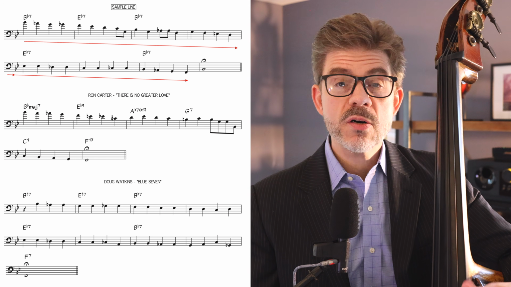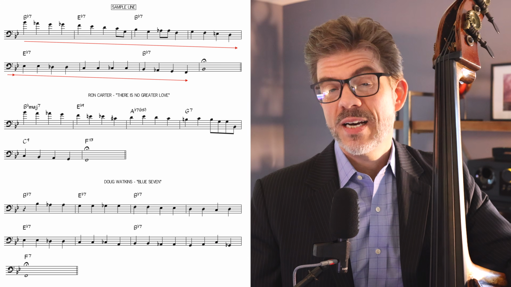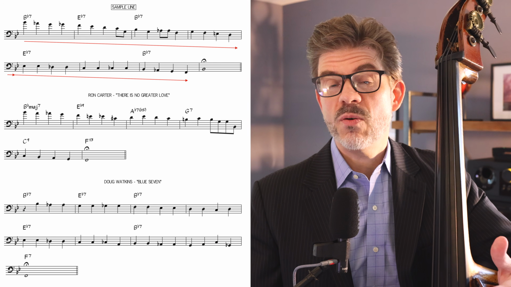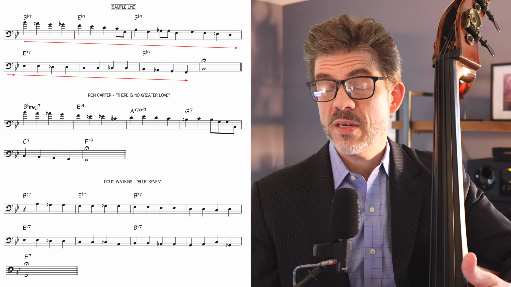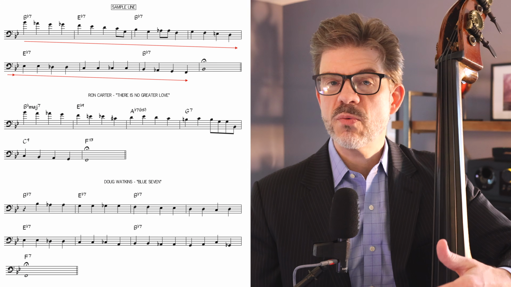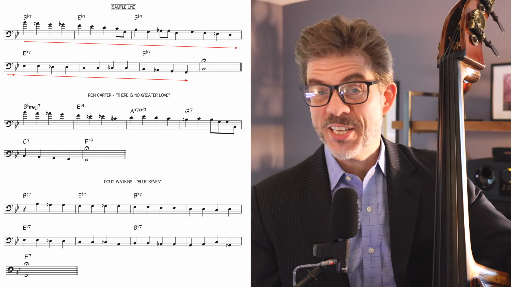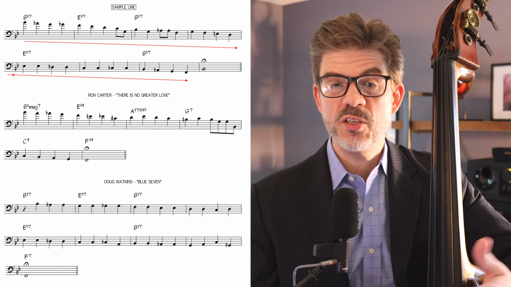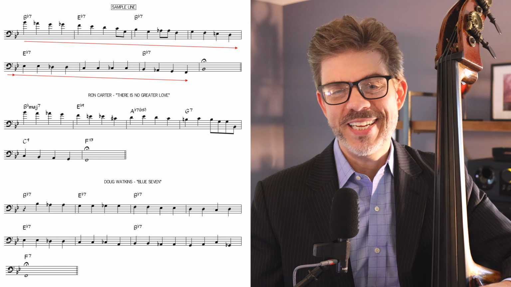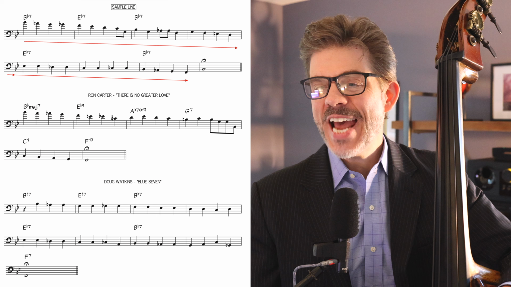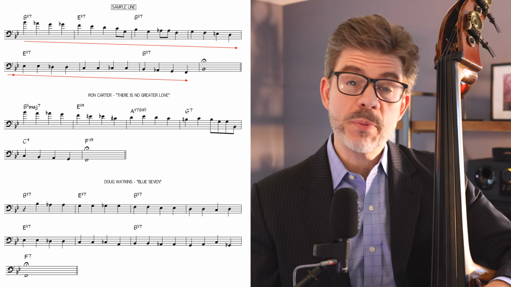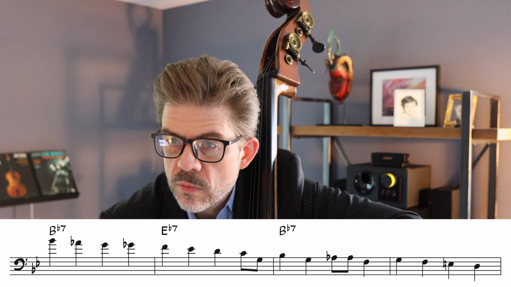We've got Ron Carter on There Is No Greater Love, who ironically, I didn't realize this when I found Ron Carter's recording of this, did something that I essentially did in the sample that I created too, which was pretty neat. But he did it better than me, of course. And then Doug Watkins on Blue 7 has a descending line too. So let's take a listen to these three examples of descending linear bass lines.